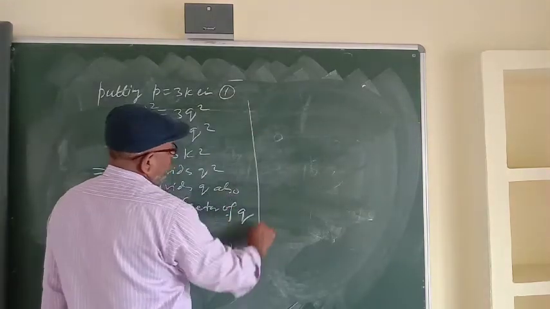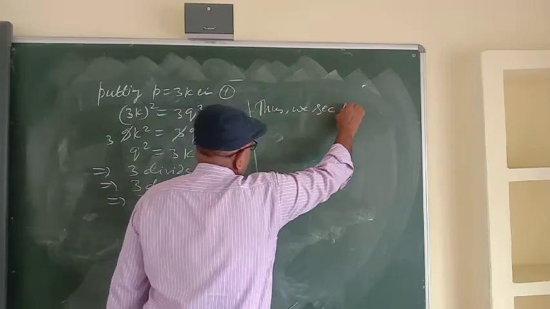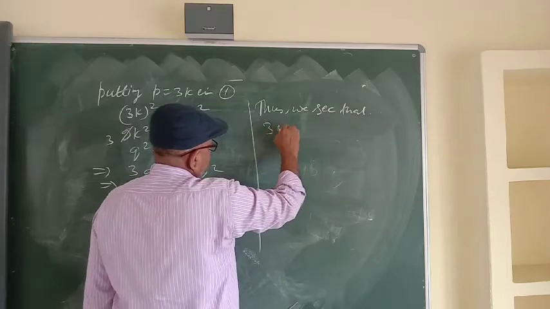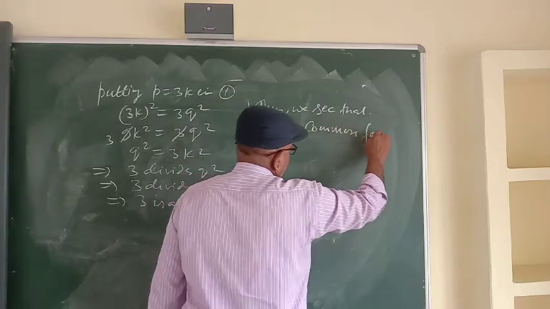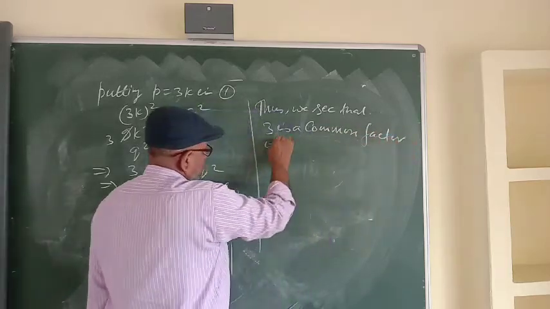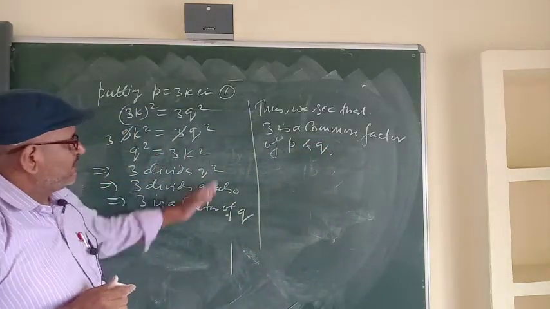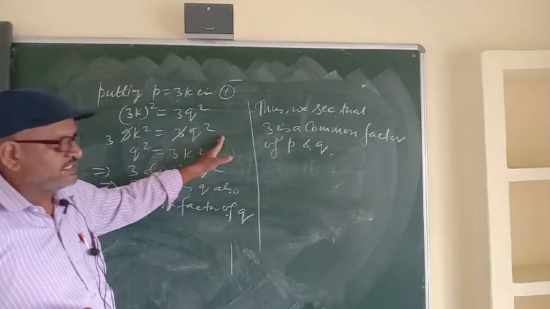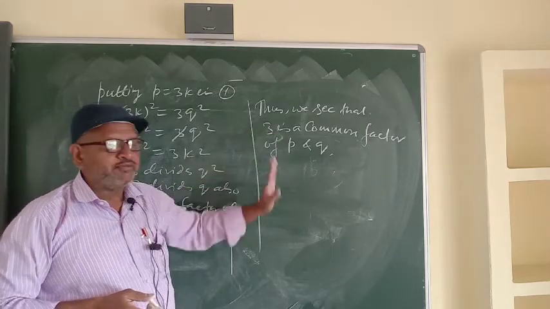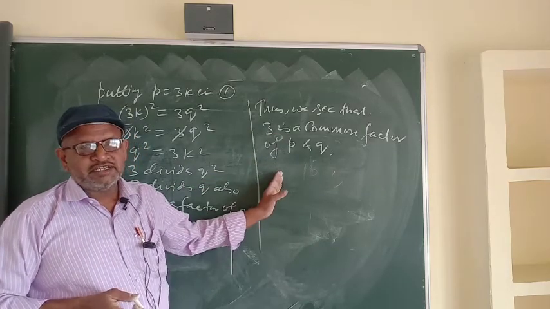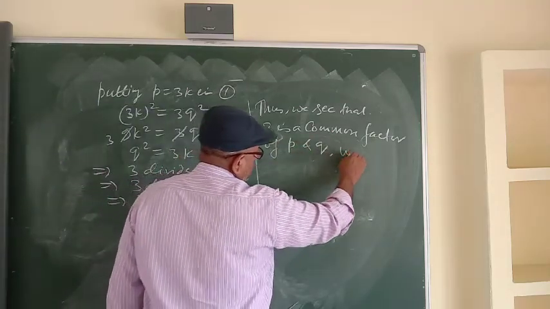So we can write here. Thus we see that 3 is a common factor of P and Q. But we have supposed that P and Q have no common factor except 1. And according to our supposition, we are getting 3 is a common factor of P and Q. It means it contradicts our supposition.